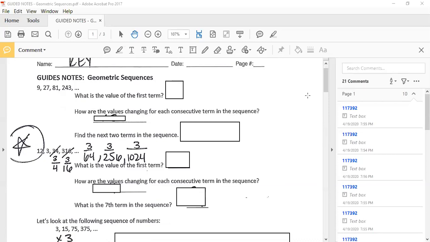There's a couple of typos in the guided notes, so I'll be kind of walking you through that as we go. So you got your guided notes up. You're ready to go.